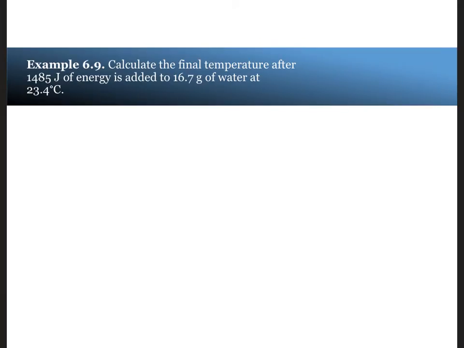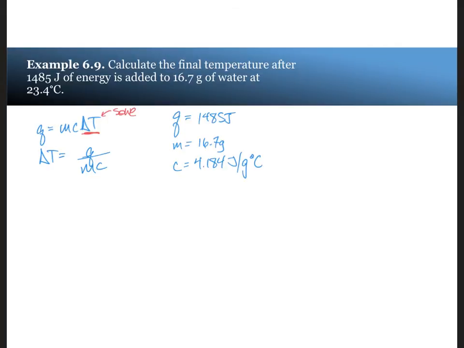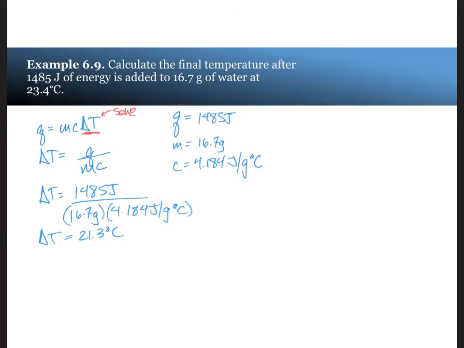Here's one that is a little more involved. Find the final temperature after 1,485 joules of energy is added to 16.7 grams of water, initially at 23.4 degrees Celsius. This means we'll need to take Q equals mc delta T and rearrange to solve for the temperature change. Delta T equals Q over mc. Plug in your numbers, making sure that the units cancel. Now determine the final temperature.